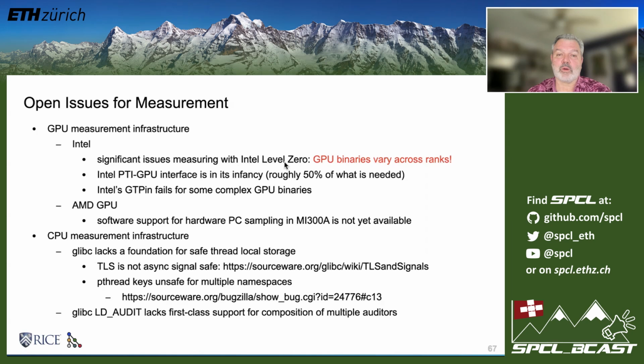Also, the way that we're measuring with Level Zero is we're intercepting calls to Level Zero. And Level Zero is very complicated. There's queues, and there's command lists, and there's immediate execution of command lists and delayed execution of command lists. It's a big interface to monitor, and it's very hard to monitor.